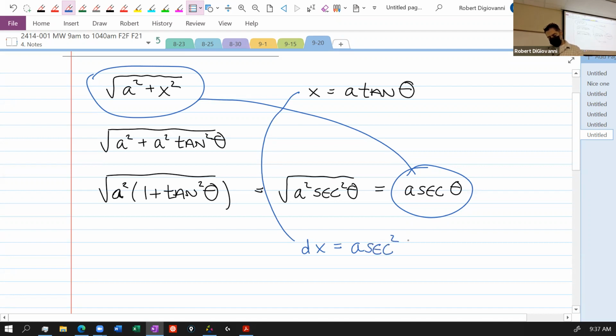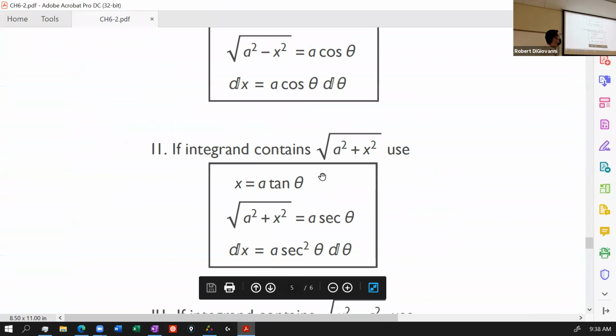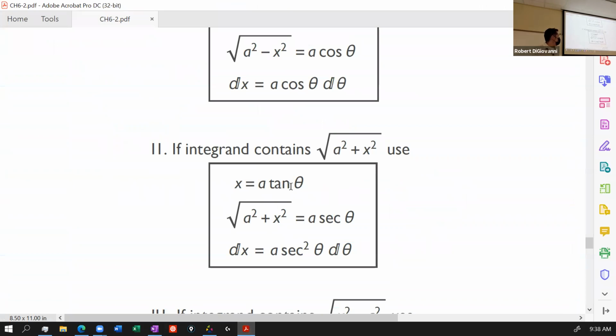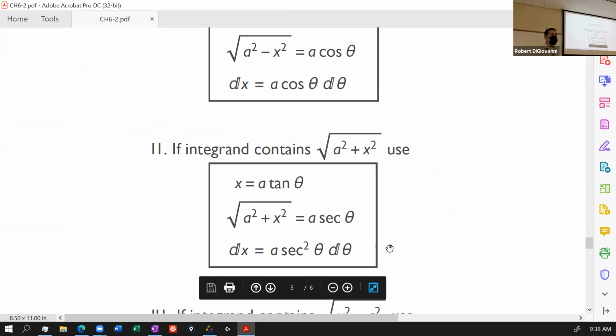Secant squared theta d theta. Okay. So this is summarized in the notes. If we see this in our integrand, square root of a squared plus x squared, then we will let x be a tan theta. This big old complicated thing will become a secant theta, and the dx will become a secant squared theta d theta.